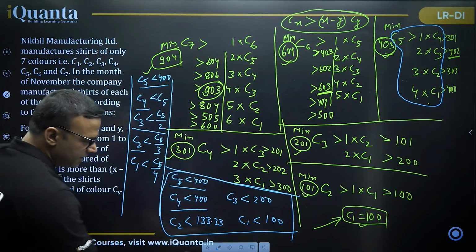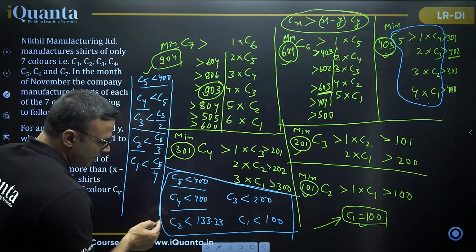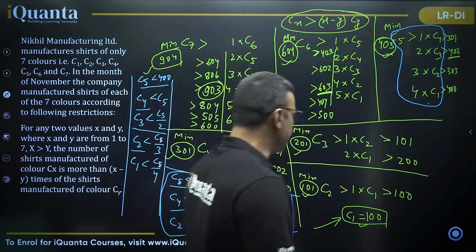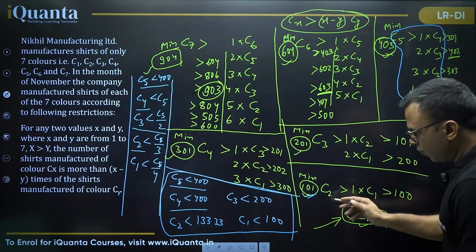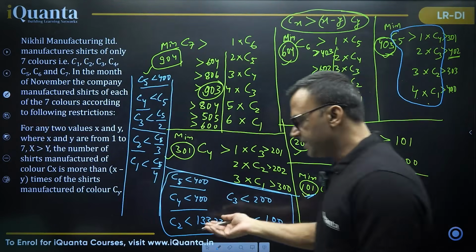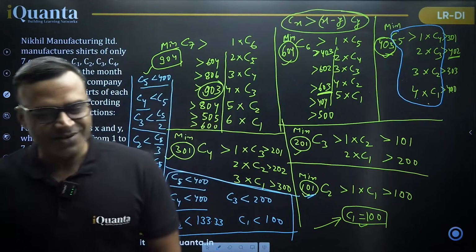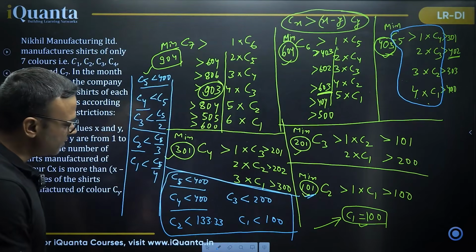Now a doubt comes: if I am taking C1 less than 100 and C2 133, how is it possible? Yes, it is. See, this is the minimum value. C2 could be more than 101, and in this case it is. It's not creating any trouble, so it is fine. So this is the situation now.